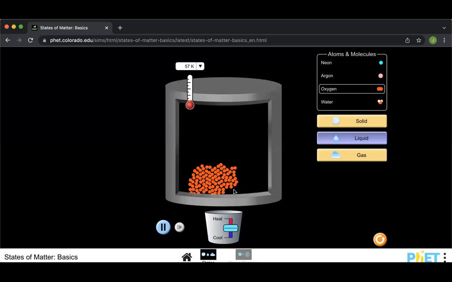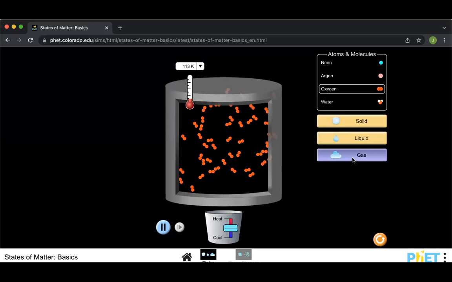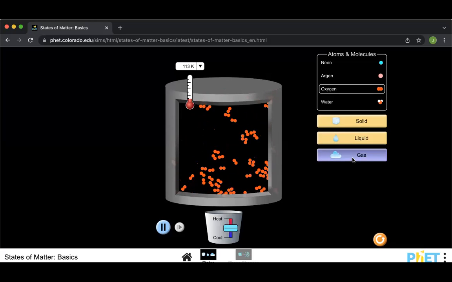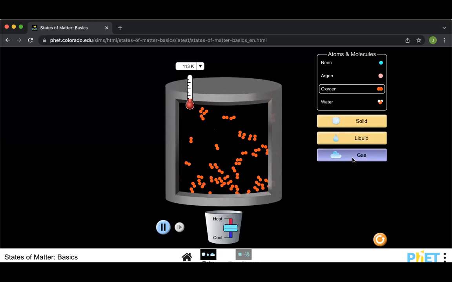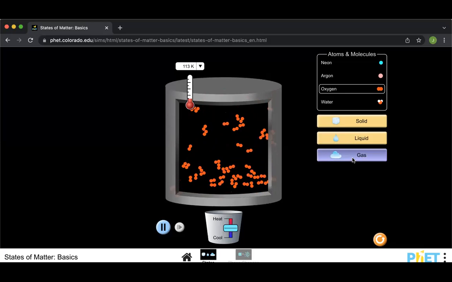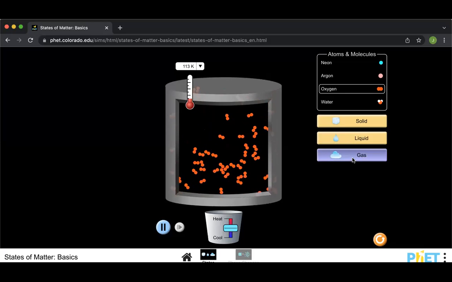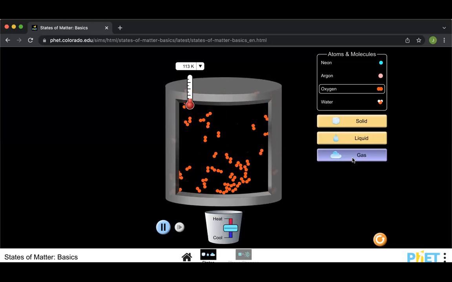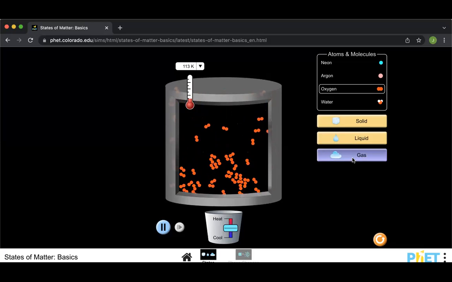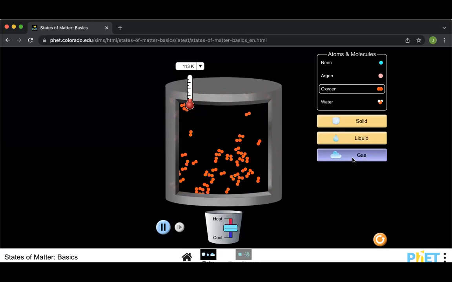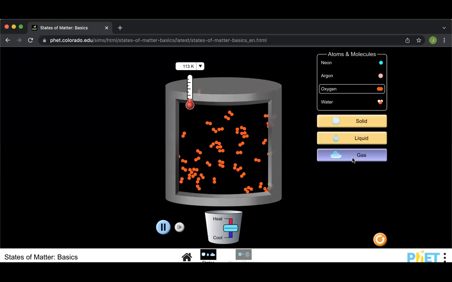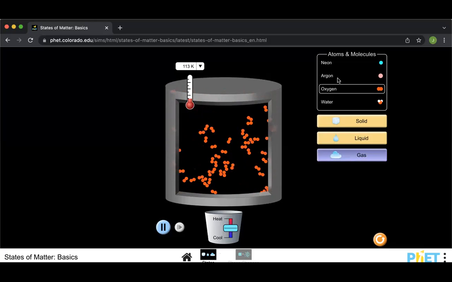We have here a liquid, but look at the gas. A lot of oxygen atoms can move freely inside the cylinder. They fill the entire container, and they are moving around freely inside. They can move.